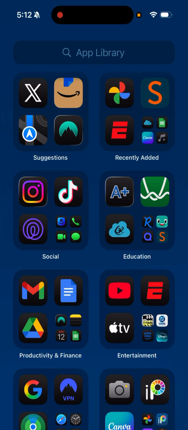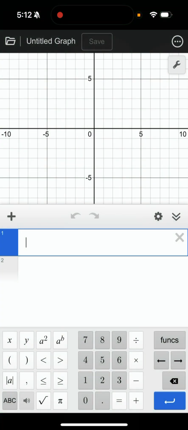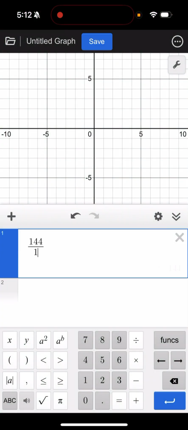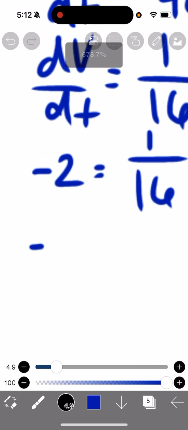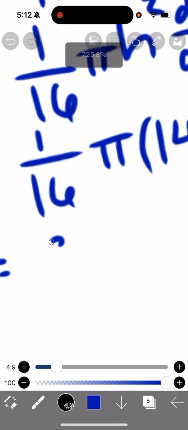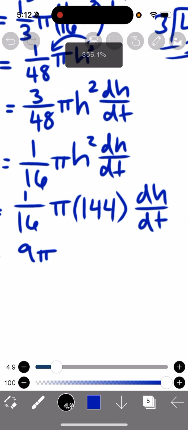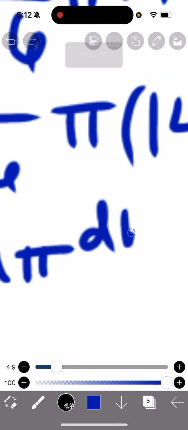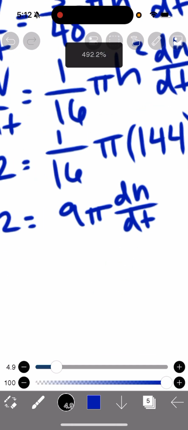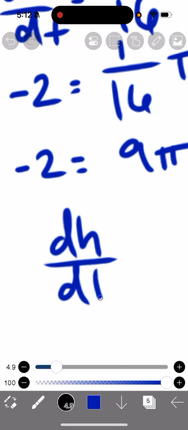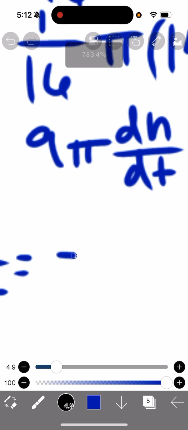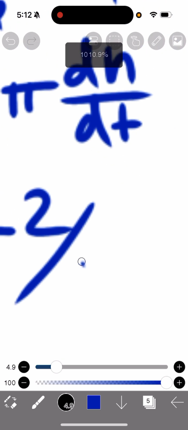I'm just going to do that with a calculator. Do this right now. I want to make sure I'm on. Okay, 9. -2 equals 9 pi dh over dt. Just further isolate this. -2 over 9 pi.